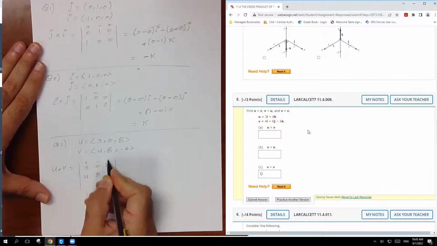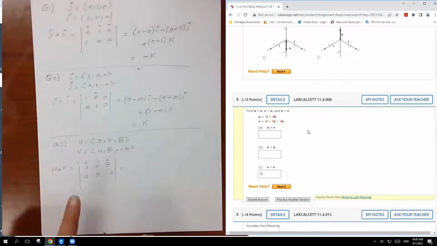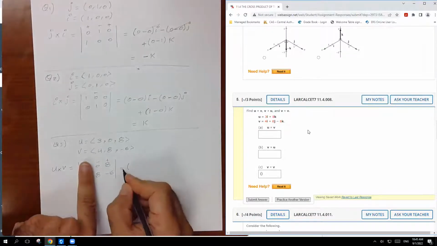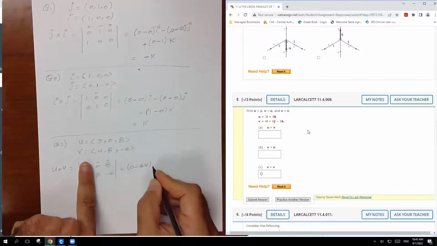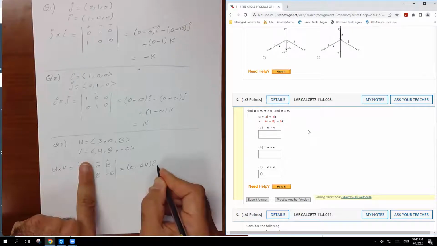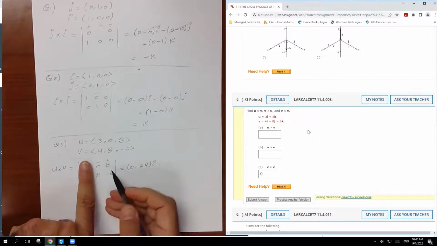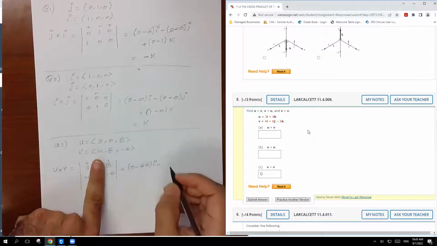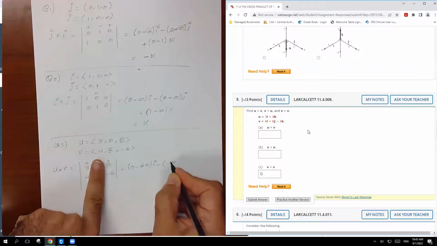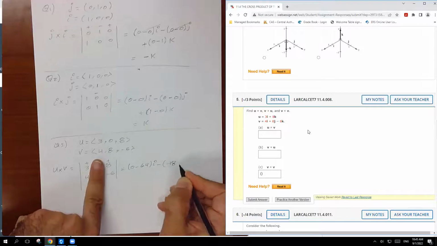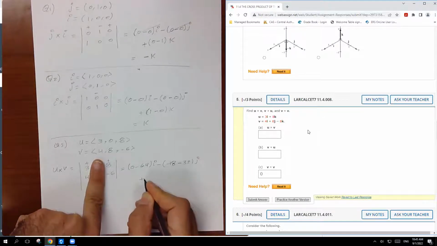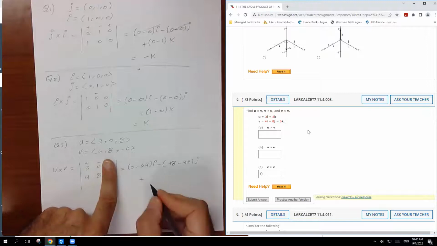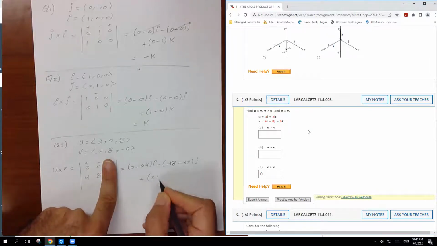Always positive, negative, positive. This one is going to be, for the I, 0 minus 64. This is for the I. Minus, for the j, is going to be negative 18 minus 32. Plus, for the k, is going to be 24 minus 0.